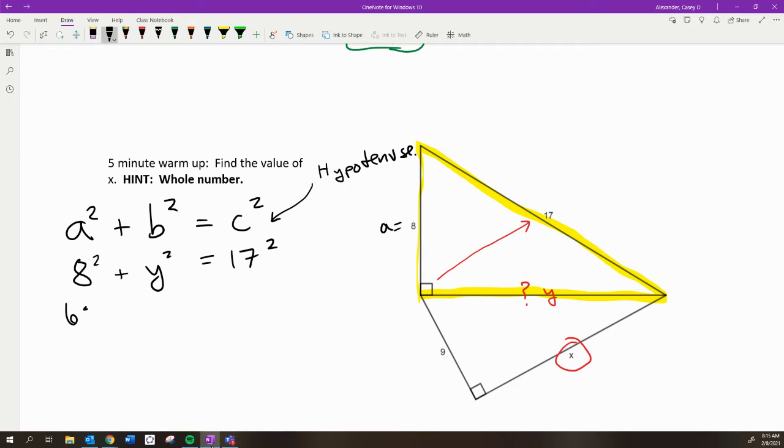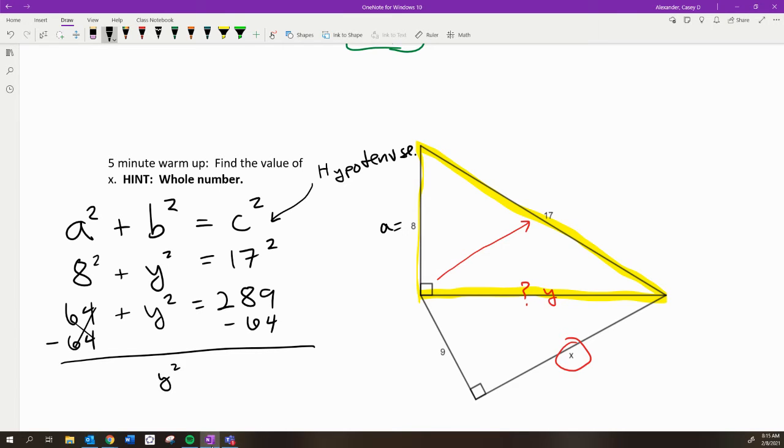Then I go through this process. 8 times 8 is 64. 17 times 17 is 289. When you go through the solution process, I know that 64 plus a number equals 289. Well, that number is 225. Then I would just take the square root of 225 and I get 15. So it turns out that y was 15 right here.